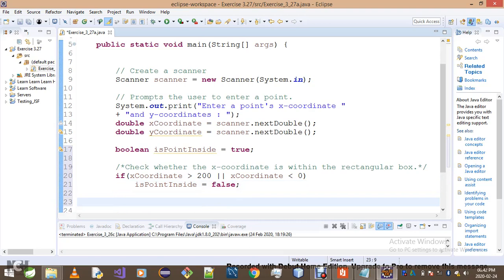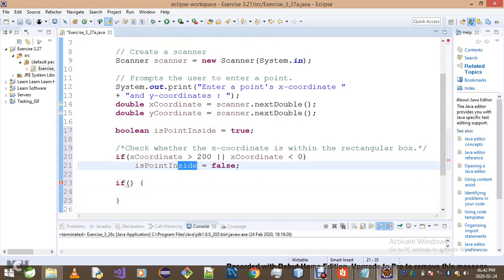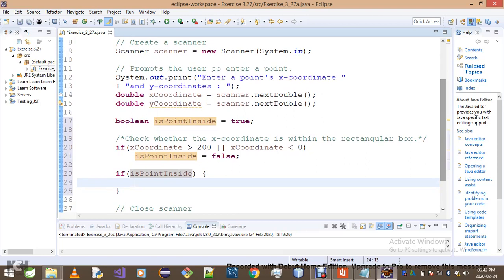Okay, now what I want to check is, now I only want to check my y coordinates. Because if we've found that the x coordinate of my point is actually not within my rectangular box, then there's no need for me to continue checking, because obviously that point is not on my right angle triangle. So what I want to do now is to check if my point is still within my rectangular box.